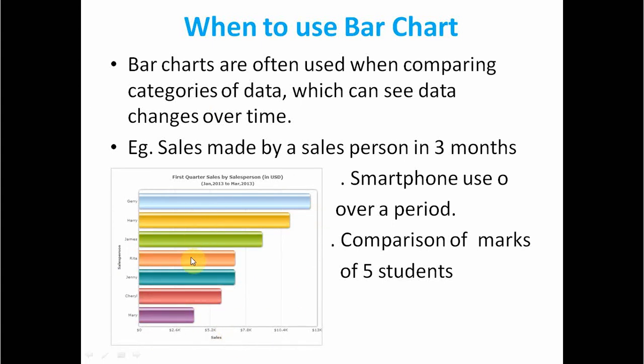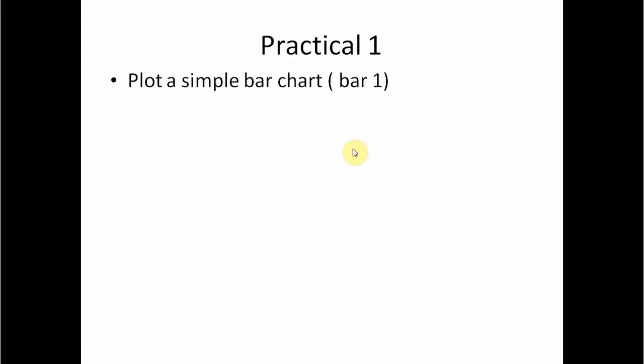You can see these are the bars. Each bar is of a different color. On this axis we have names of the salesperson. On this axis we have sales made by them. This is where we can use a bar chart. Let's see an example of a bar chart.